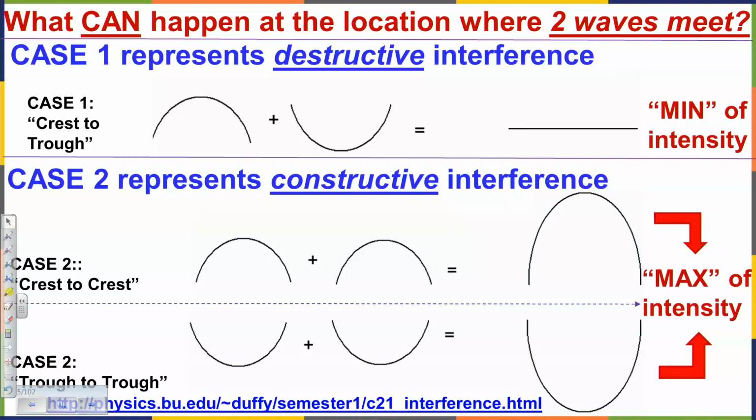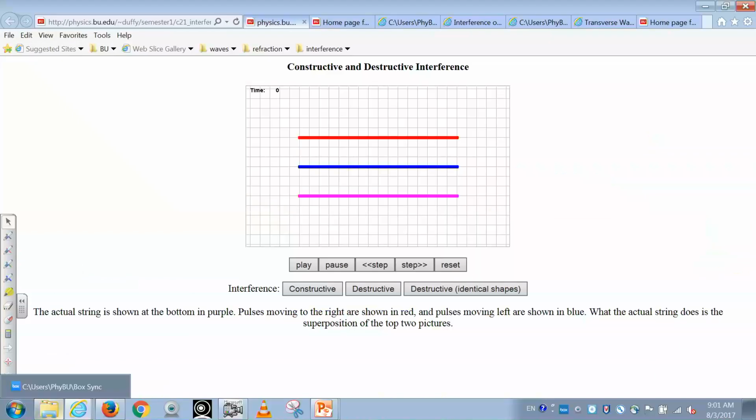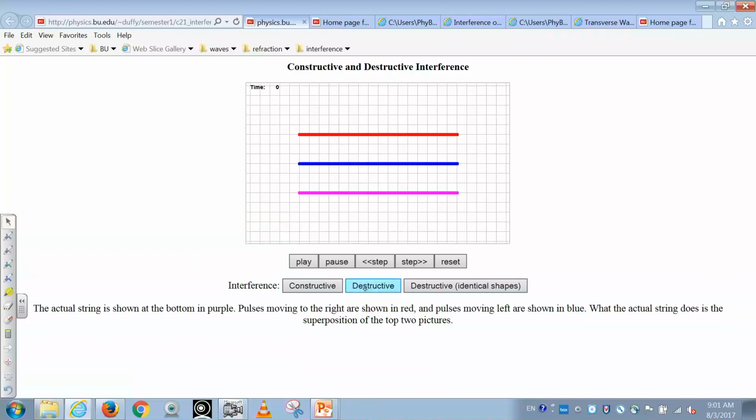And the result that happens is because when two waves interfere, we may have two extreme situations. One has a name: destructive interference.